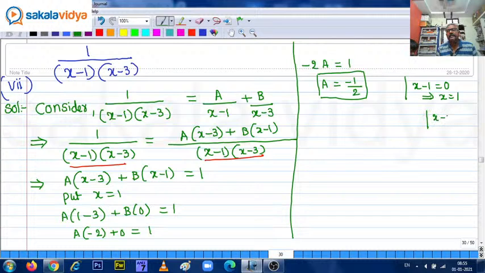So x minus 3 is equated to 0. We get x equal to 3. Now put x equal to 3.